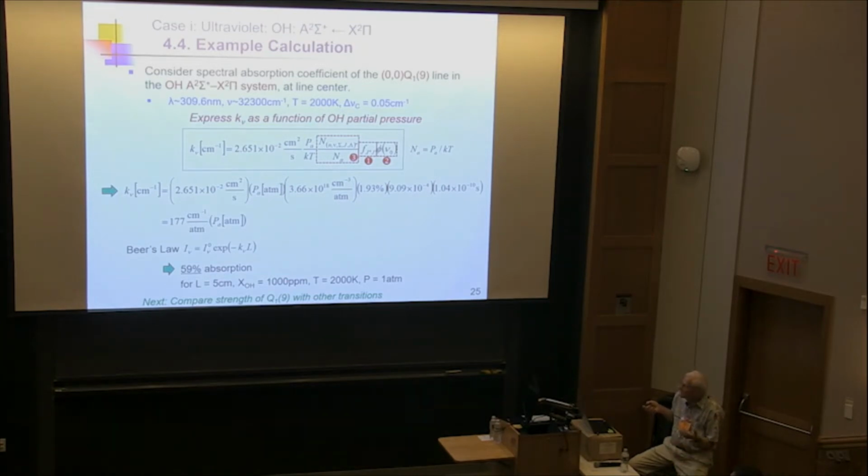So what does that tell you? I get a lot of absorption on this transition. If I do this at 1 atmosphere, 2,000 Kelvin, path length of 5 centimeters, I get an easily measurable signal. So it's very accurate. So we go to all this trouble to measure OH accurately.